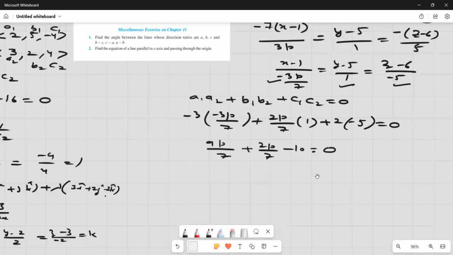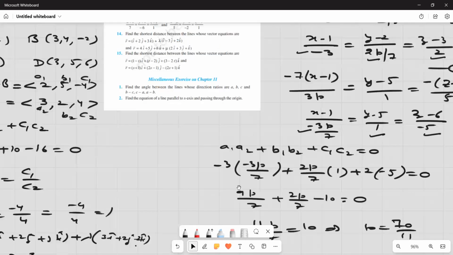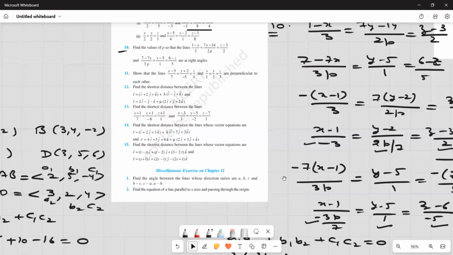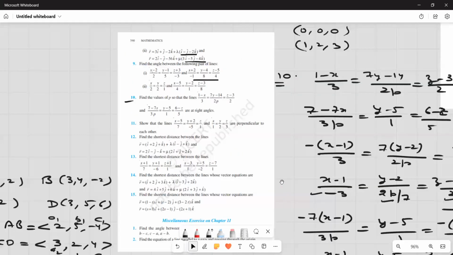So if you take the LCM, that will be 9p plus 2p, 11p by 7. That is equal to 10. So p is equal to 70 by 11. That is the value of p for which the two lines are at right angles to each other, or orthogonal, or perpendicular to each other.